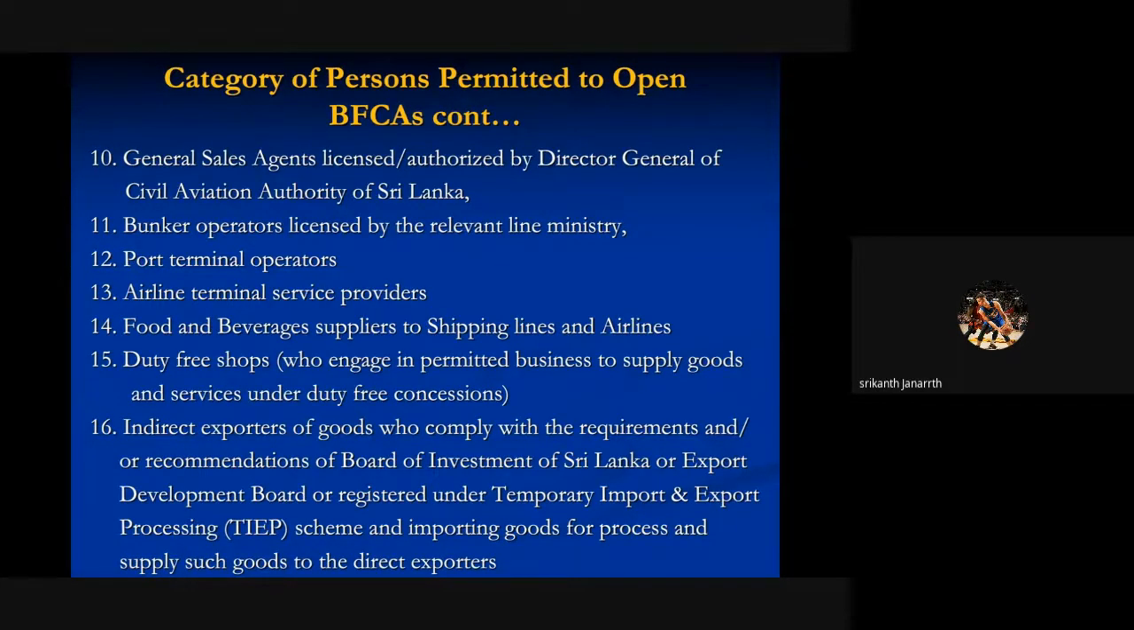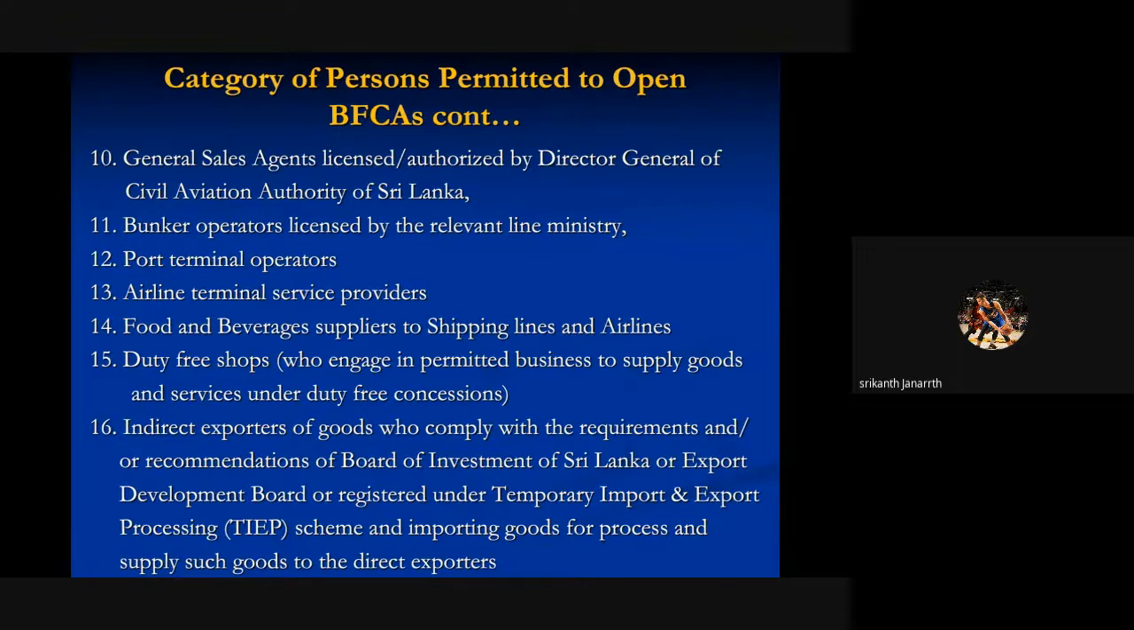Bunker operator licensed by the bank, the oil that is supplied to the ship. Operator, port terminal. In the ports authority, you have the government looking after the terminal operators. Airline terminal service providers in the airport. Food and beverage supply to shipping lines and airlines. Food and beverage suppliers are also permitted. Duty free shops, yes, they are also permitted.